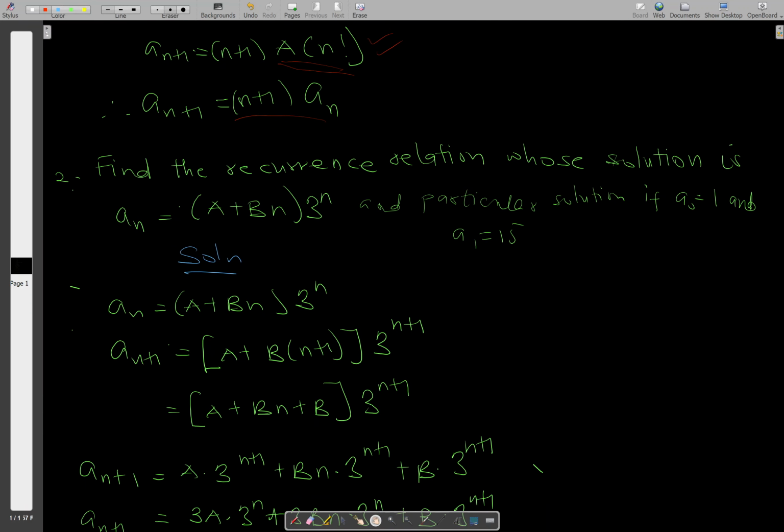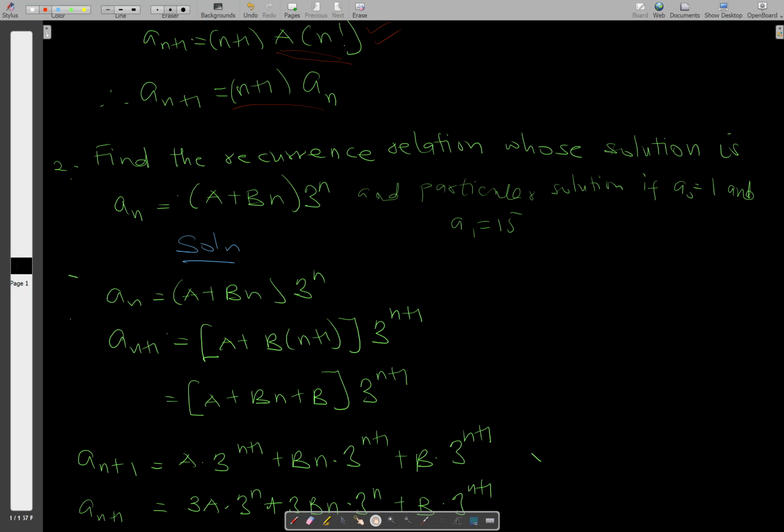We have to find a recurrence relation whose solution is this. For this particular solution, we have two arbitrary constants, that is a and b. And we also have to find a particular solution. We are given initial conditions a_0 = 1 and a_1 = 15. So first of all, let's generate a recurrence relation using this solution.